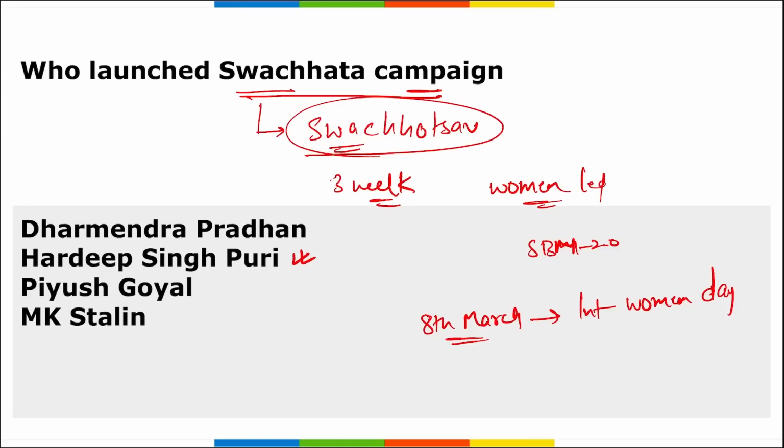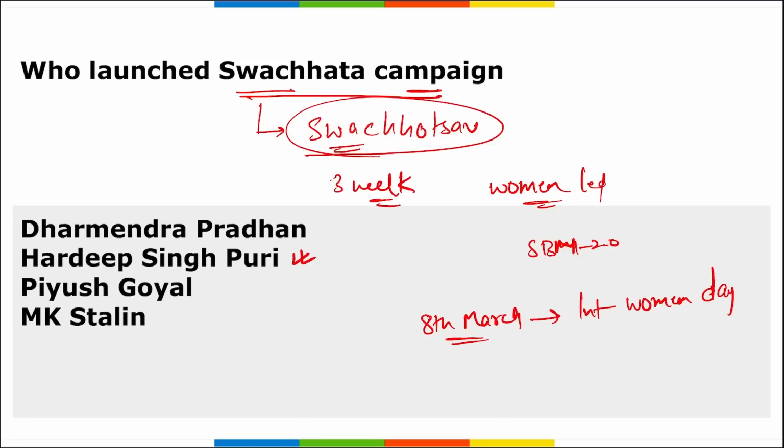Alright, the aim here, or why do we observe this day or this Swachhta campaign? It is to recognize and celebrate the transition from women in sanitation to women-led sanitation. I repeat, the aim is to celebrate the transition from women in sanitation to women-led sanitation.